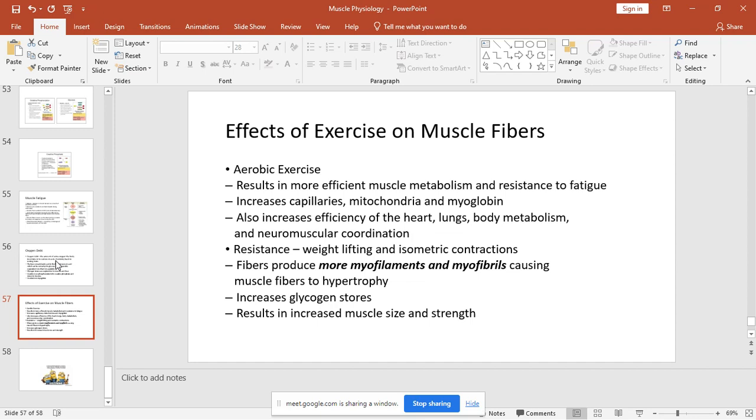coordination. However, exercises such as weightlifting, also known as isometric contraction, will result in production of more myofilaments and myofibrils, which is basically going to cause your muscles to hypertrophy. You're going to increase your glycogen stores, and it's going to result in an increase in your muscle size and strength.